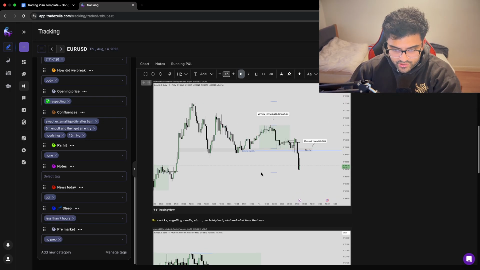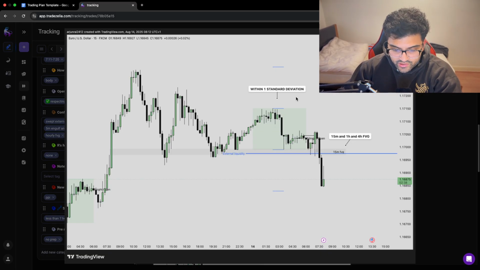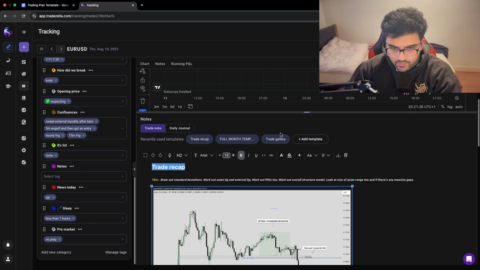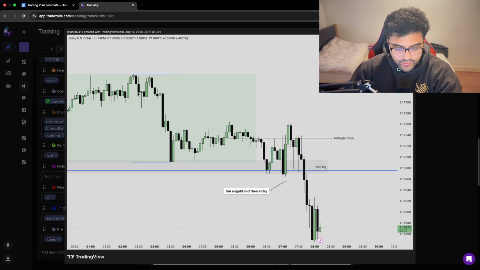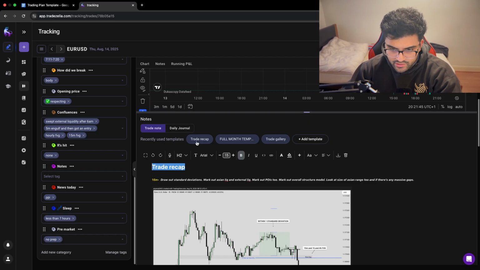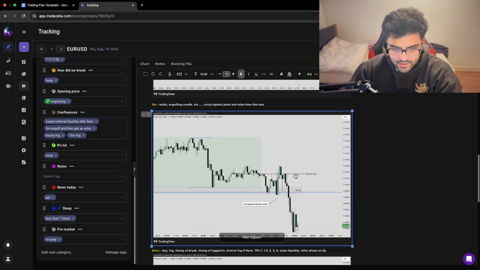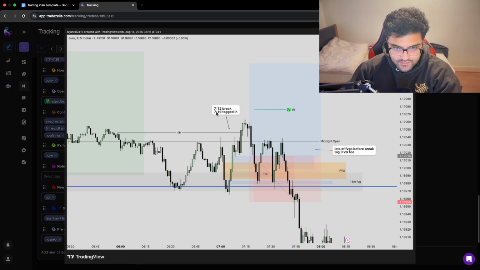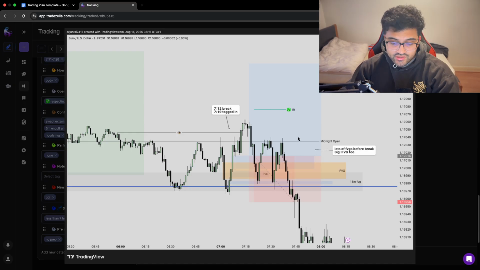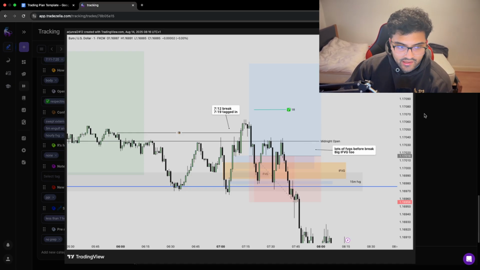In terms of the trade recap, as you can see, we were also within one standard deviation, and all of these things I was telling you about before. Then on the 5 minute, as you can see, I've written there, engulf it was meant to be, the 5 minute engulfing candle respecting midnight opening price as well. And yeah, pretty much this was the entry model. 712 breaks, 719 tagged in. And yeah, this is just how I annotate my trades and I added to my trade gallery.